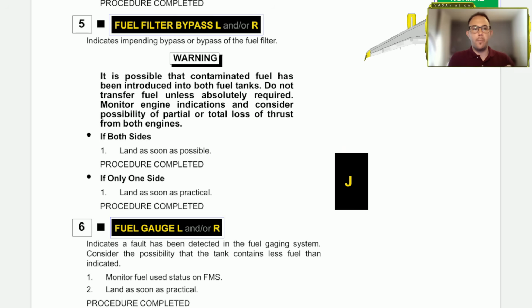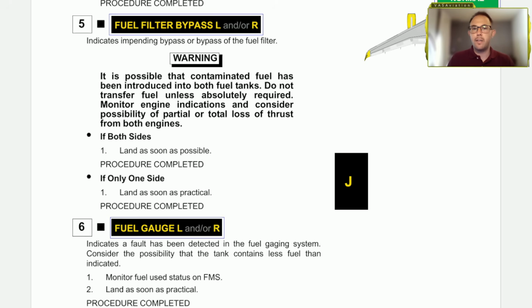Back to the checklist of the fuel filter bypass message here. In the warning note, it says, do not transfer fuel unless absolutely required. This means, even though the fuel is the same in both wings, that maybe the fuel only in one wing is contaminated because of maybe a damage inside of that tank, particles there. So what you don't want is to transfer that contaminated fuel into the rest of the tanks and eventually get into both engines.